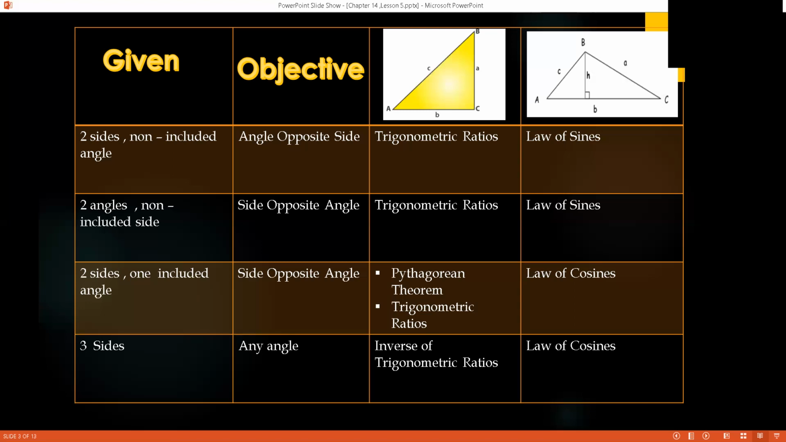But if you have two sides and one included angle, and you want to find the side opposite the angle, we use the law of cosine. And if you have three sides and we want to find any angle, we also use the law of cosine. So the law of cosine, we use it if we have two sides and one included angle, or three sides. If you have two sides and a non-included angle, we will use the law of sine.